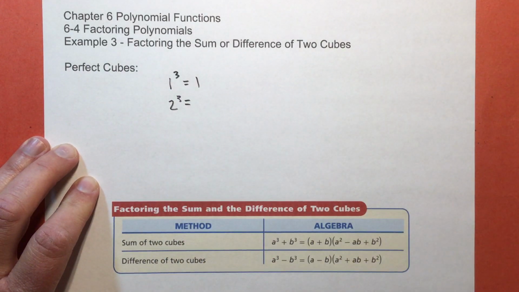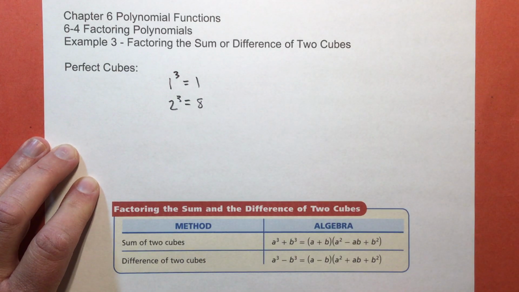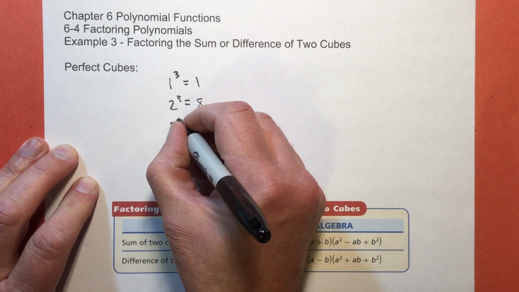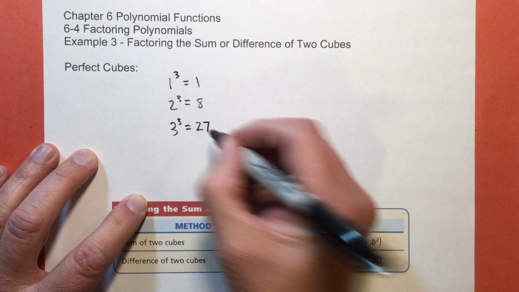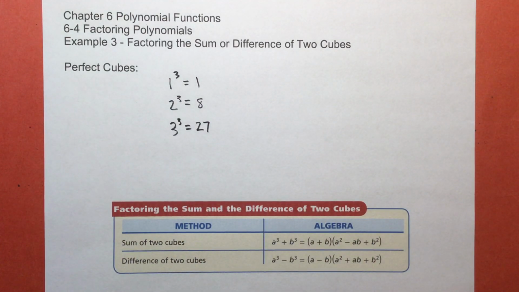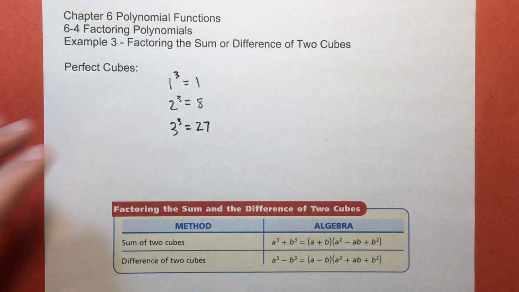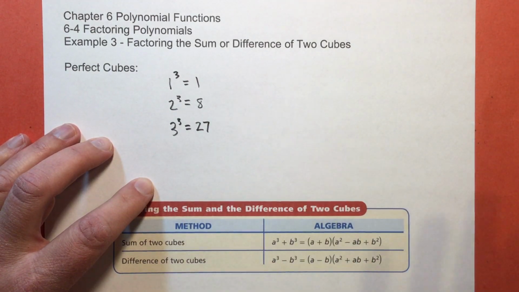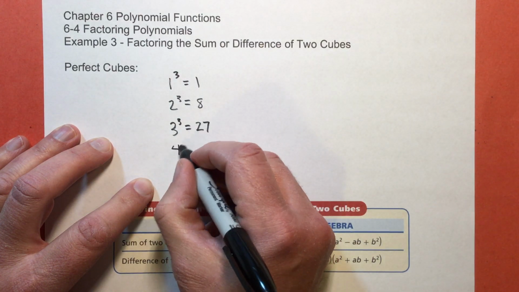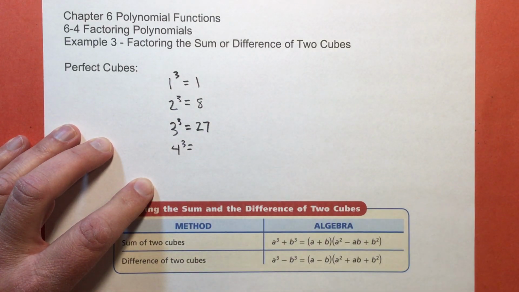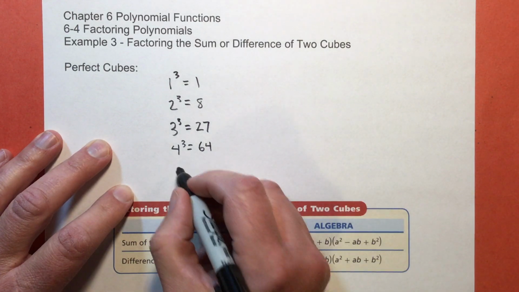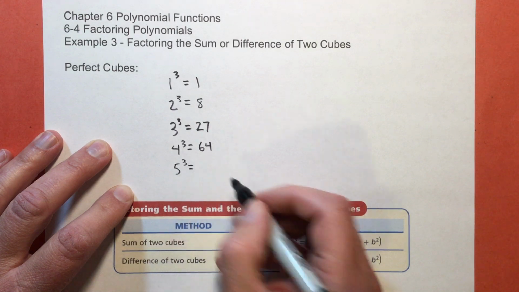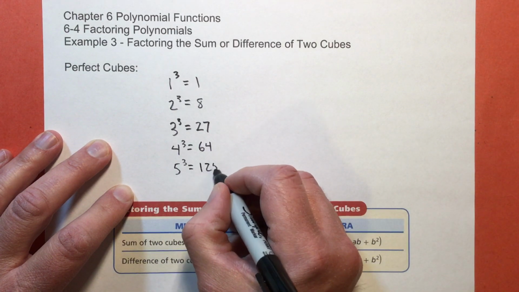2 to the 3rd power means 2 times 2 times 2, which is 8. You're going to be seeing 8 a lot of times. 3 to the 3rd power, which is 3 times 3 times 3, is 27. And the thing about the cubes is that they kind of blow up. Watch what happens. The squares do too, but these really blow up. 4 to the 3rd power is 4 times 4 times 4. 16 times 4 is 64. 5 to the 3rd power, 5 times 5 times 5, is 125.